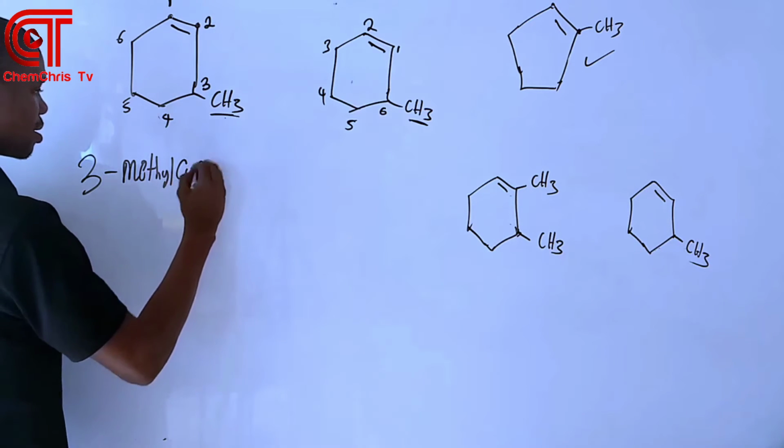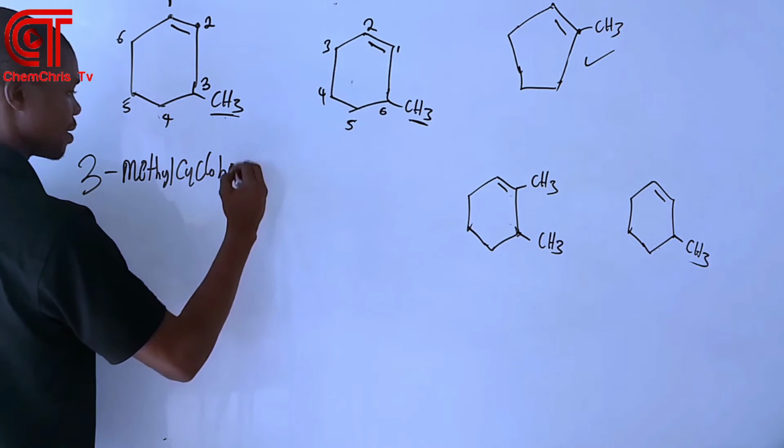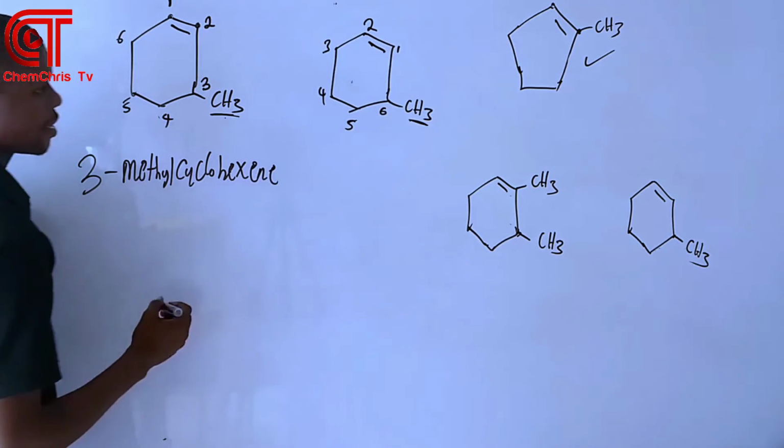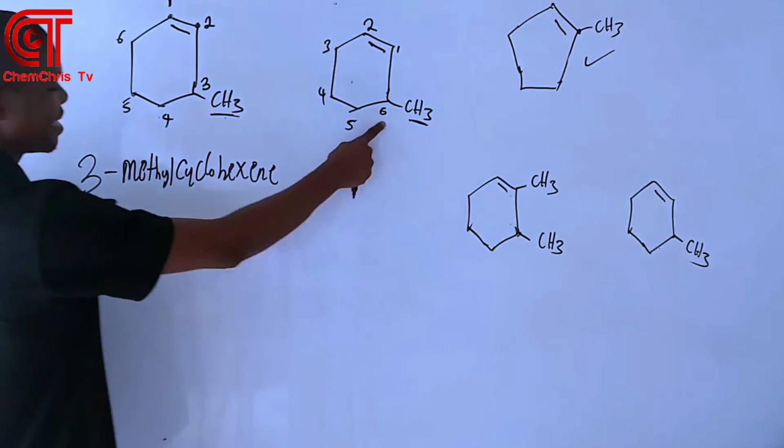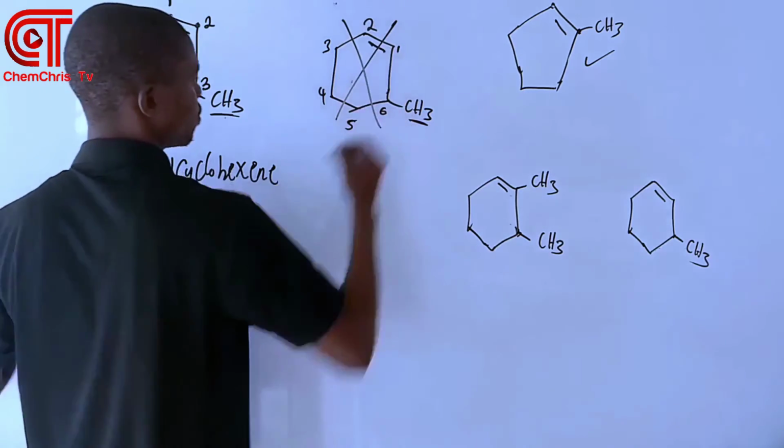Cyclohexene. You get. But if you look at this one, it would be 6-methyl cyclohexene, which is wrong. You get.